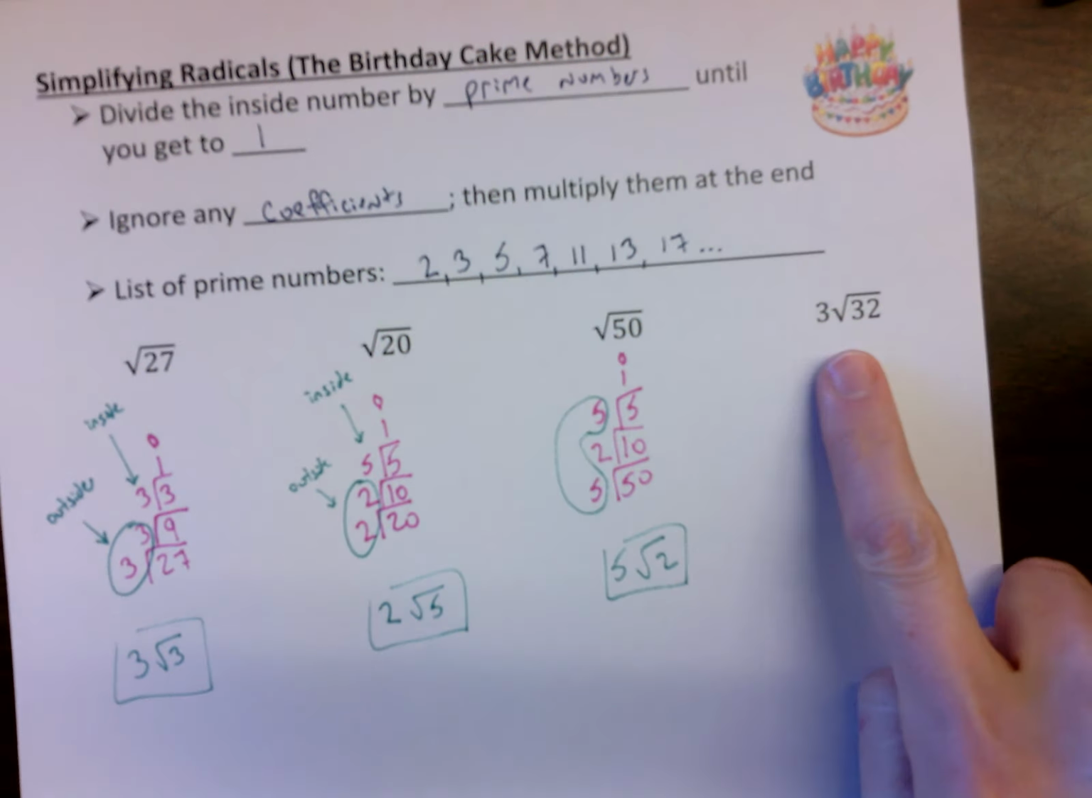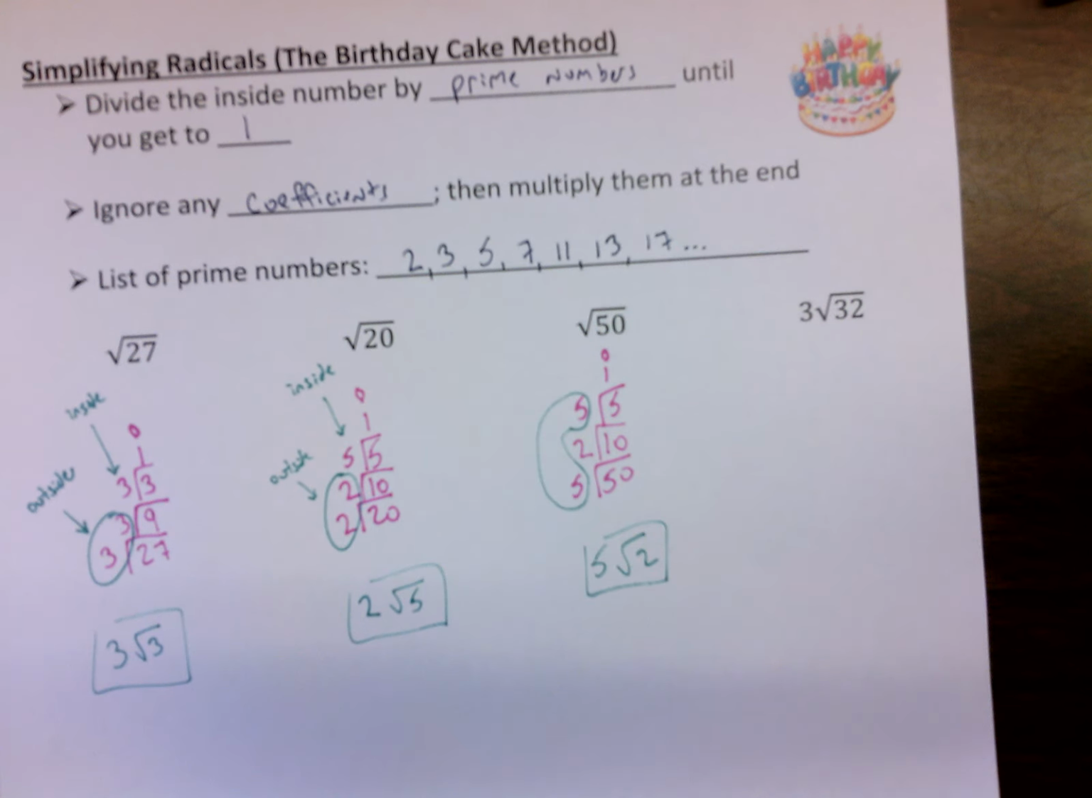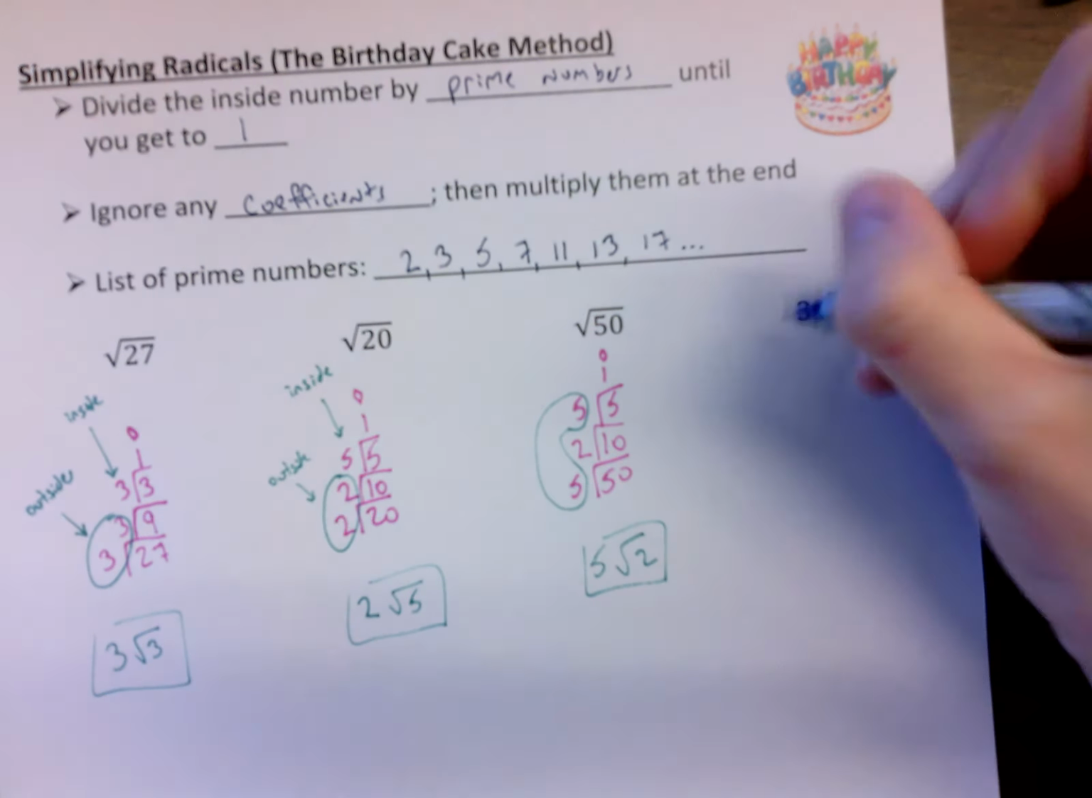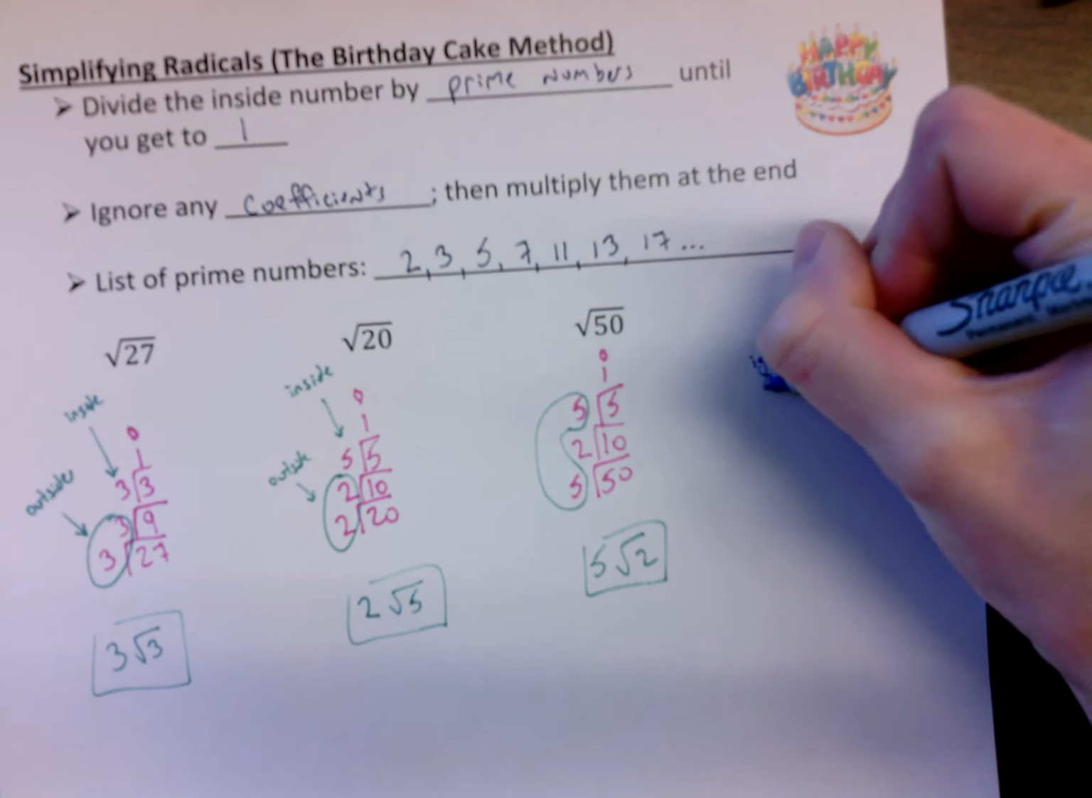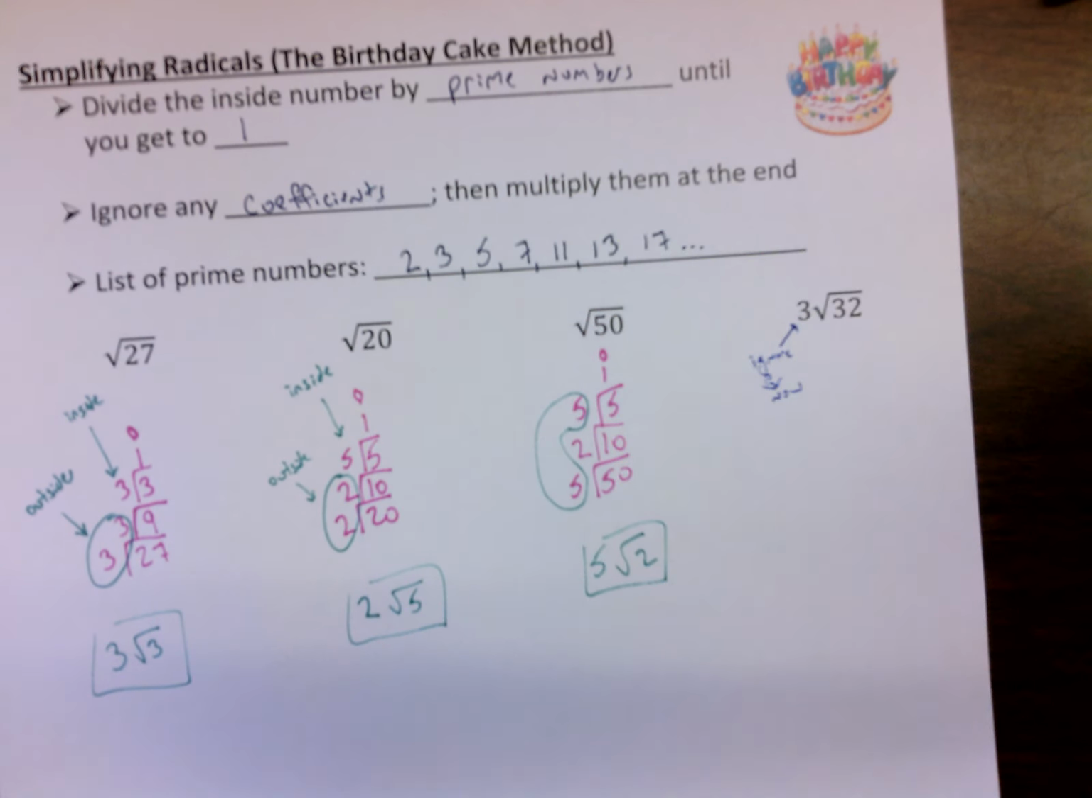All right, this last one is a little bit different just because there's a number out front. But like we said up top, we're going to ignore any coefficients and multiply them at the end. So we are going to ignore that 3 for now. We're going to start with just the 32 like we've been doing.